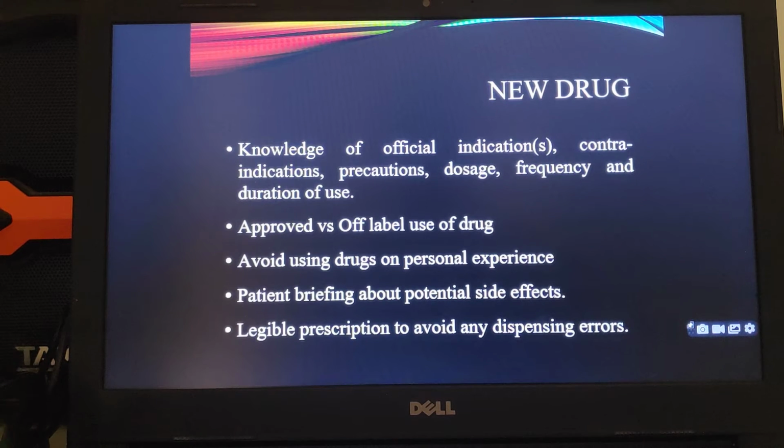Unless there is scientific documentation, with uses of the drug published in peer-reviewed journals, the medicine should not be prescribed. The patient should be briefed about the potential side effects, and last but important, the prescription should be clearly written. If it is handwritten, it should be legible. If it is typed, then of course this is not an issue.